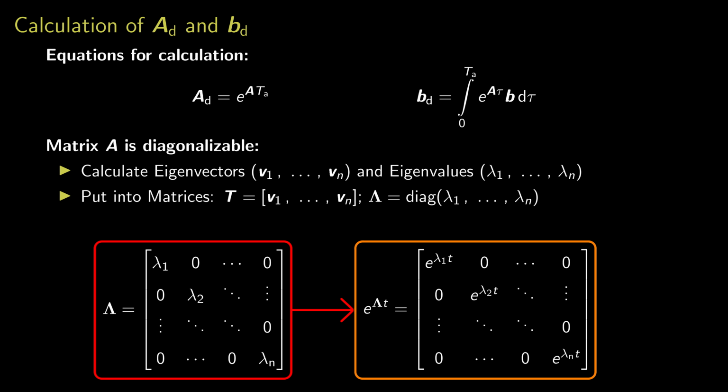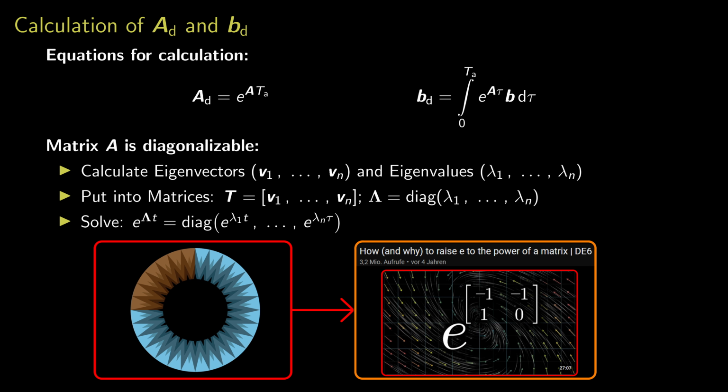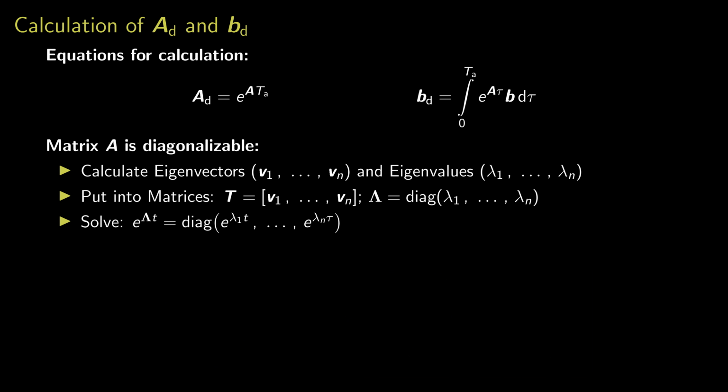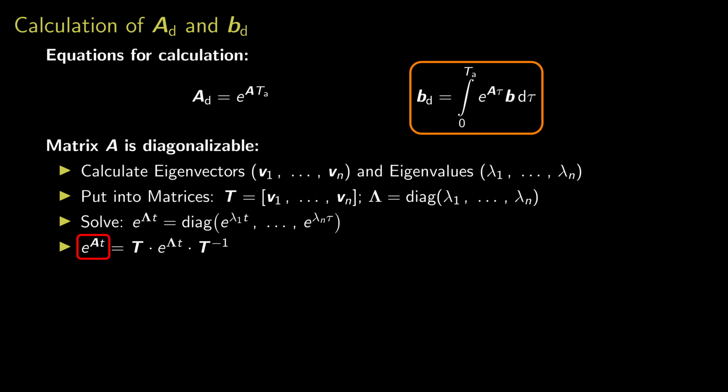Be careful, this is only possible because the matrix big Lambda was diagonal to start off with. If you want to know why this is, there is a video by 3Blue1Brown with a pretty intuitive description. Check the link in the video description. And at the end, the matrix exponential of our original matrix A comes down to multiplying everything together like you see here. A_D is then just the result here with the controller cycle time T_A instead of T. So the step size for one discrete step, and B_D is the result of this integral.